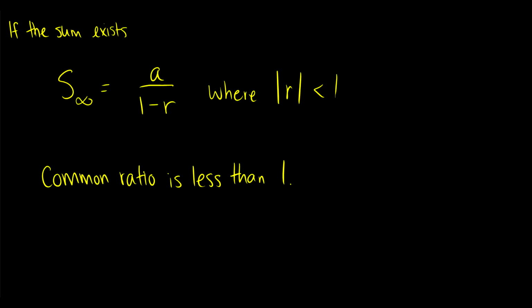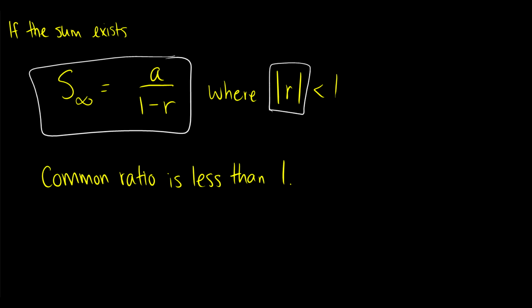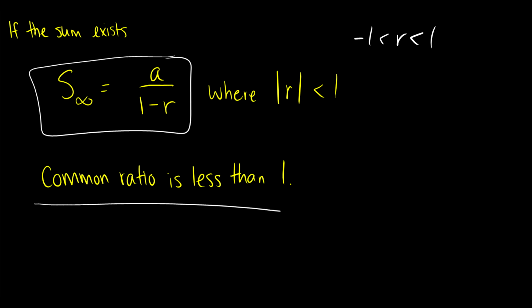Because there is a situation where this sum will exist as something that's not infinity. And there's a formula for this. S of infinity is equal to a over 1 minus r when the absolute value of r is less than 1. So what this means is that r has to be between -1 and 1, and it cannot equal -1, it cannot equal 1. So that is the condition on this.